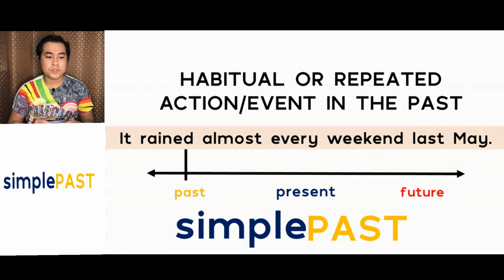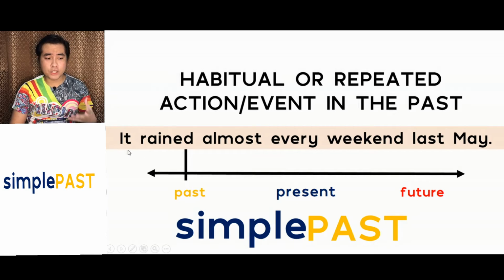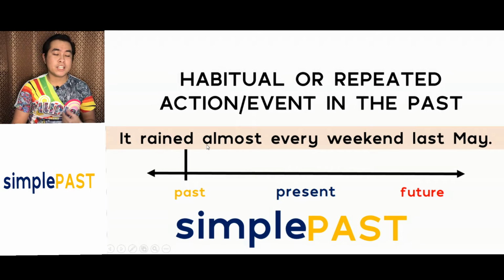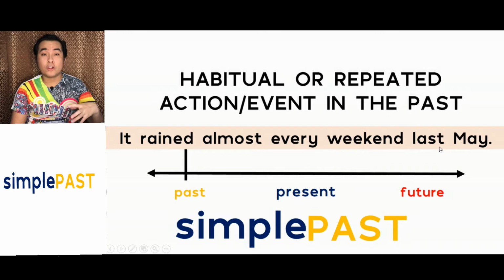It rained almost every weekend last May. So let's analyze this sentence. We have the subject, and then we have rained. Okay, so rained as your verb is already in the past. Now let's look again at the time expressions. We have every weekend and last May. Last May is the one pointing you that this action or event happened in the past because of the word last. So when you talk about last, that means it already happened.